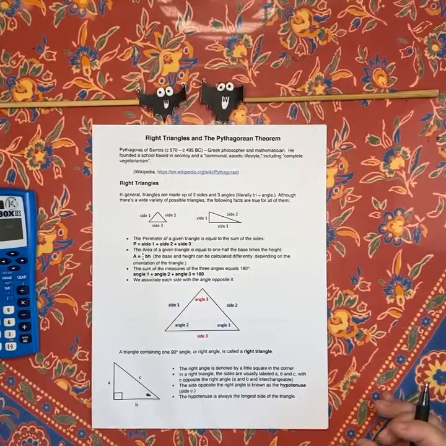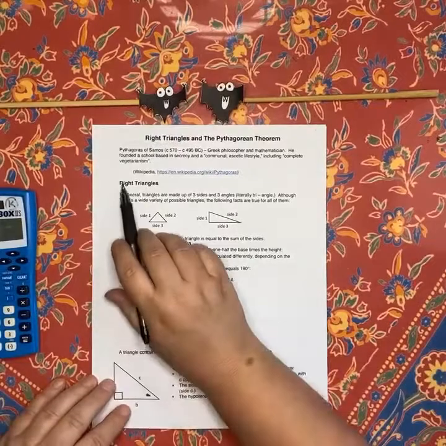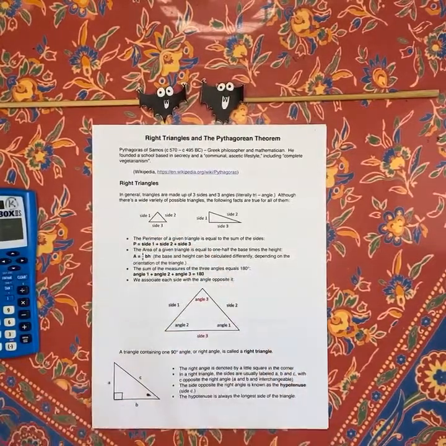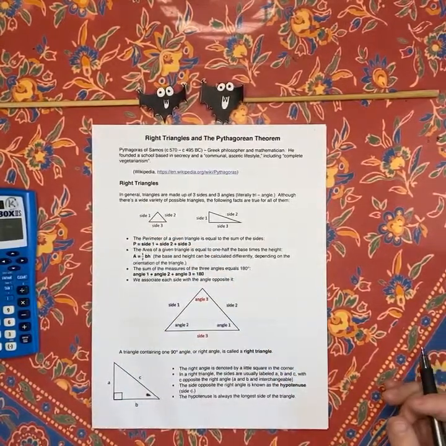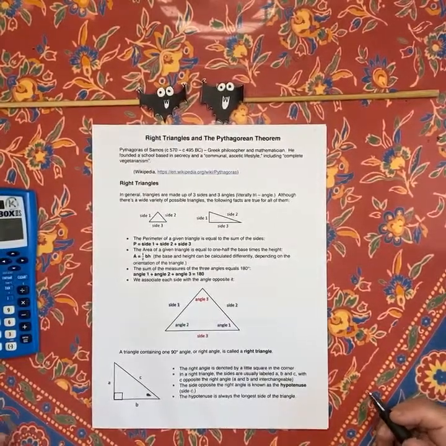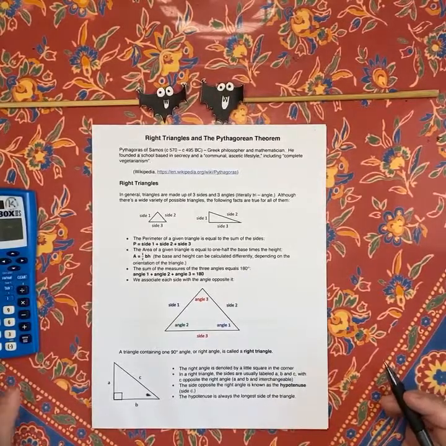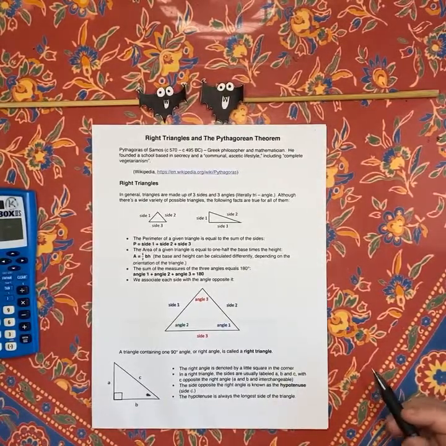So to start off with, we need to talk about right triangles. Now, right triangles are not the opposite of wrong triangles, although that would be fun if you had wrong triangles. I'm not sure what a wrong triangle would look like. I'm sure we could come up with something though. But a right triangle is a special kind of triangle.